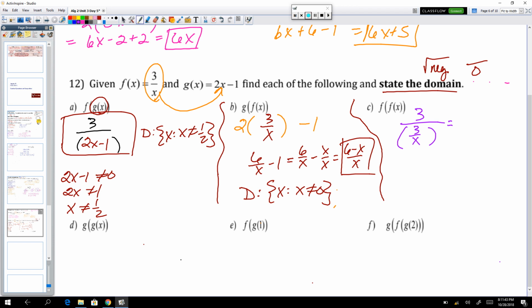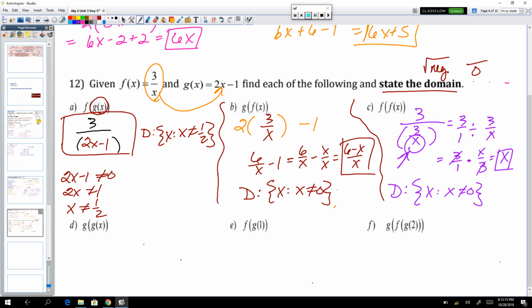To simplify this, we think of this as 3 over 1 divided by 3 over x. Remember that if you have a fraction divided by a fraction, you can multiply by the reciprocal. And to simplify this, we're left with x over 1, or just x. Now, once again, notice that in the middle of solving this, we could have been dividing by 0. So we need to account for that by saying x cannot be equal to 0 because of that step right here in the solving.